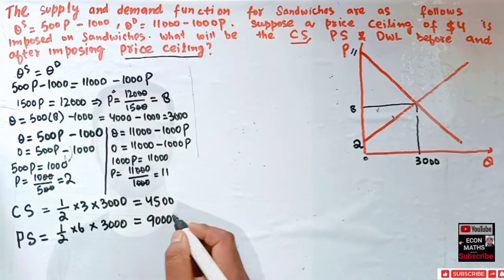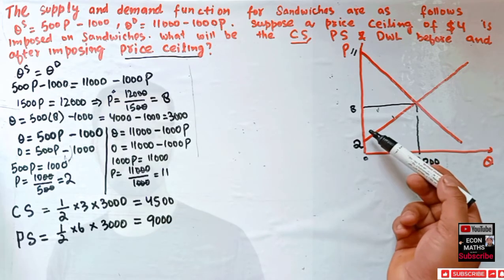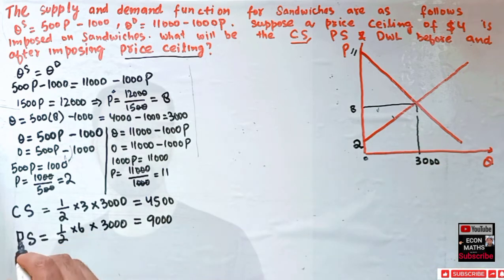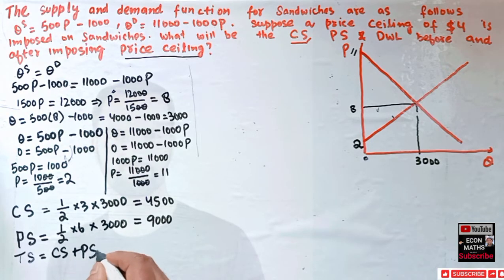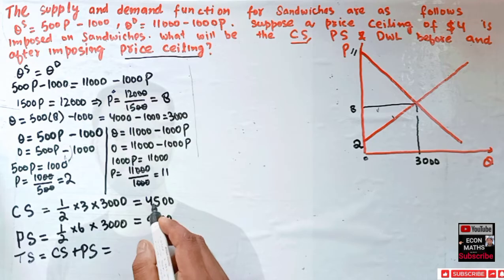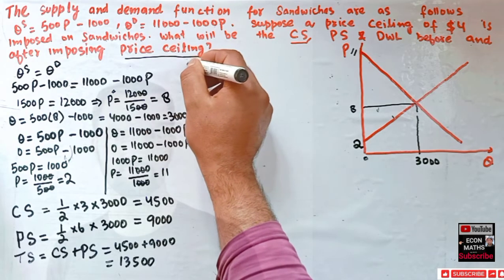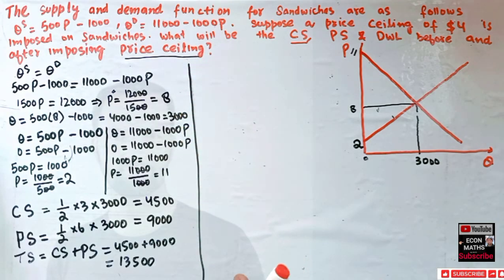Okay, that means our producer surplus is 9,000, and total surplus is simply consumer surplus plus producer surplus. So this is 4500 plus 9000, which comes out to be 13,500. That is the total surplus before the imposition of price ceiling.